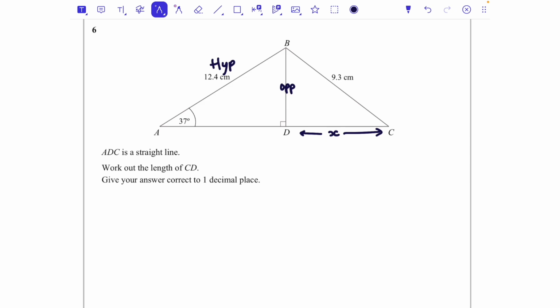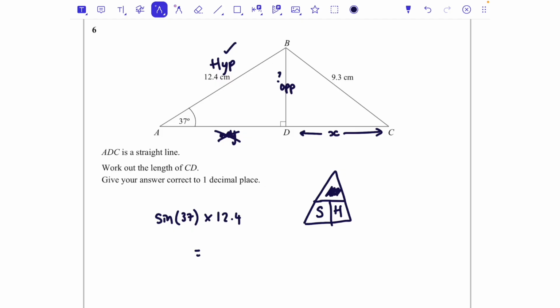So to work that out, I've got the hypotenuse and I want to know the opposite. So out of SOH, CAH and TOA, I'm going to use SOH. The adjacent is down here and I don't know it and I don't want to know it. So I don't want to use CAH or TOA because that involves the adjacent. Now, if I want to know the opposite, cover that up and do the sum that's left behind. So that's going to be sine 37 multiplied by 12.4.